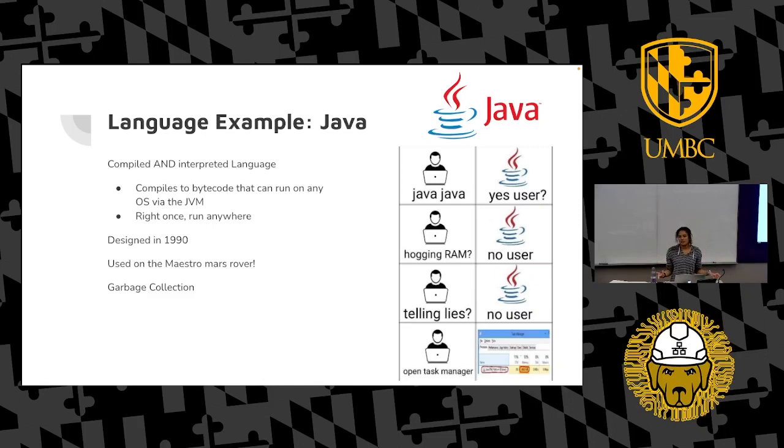It's made to be a compiled language that is not platform dependent. It was first designed around 1990. It's used on one of the Mars rovers, and it has built-in garbage collection like Haskell.